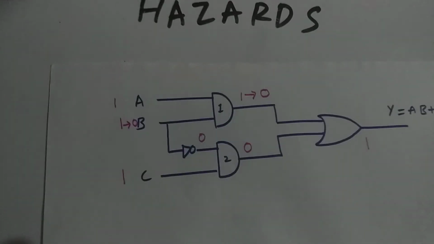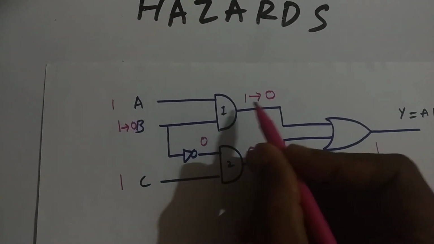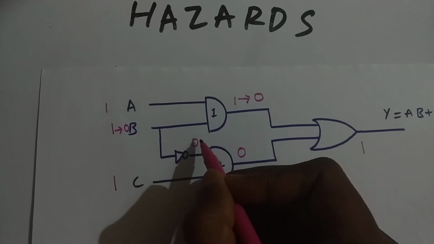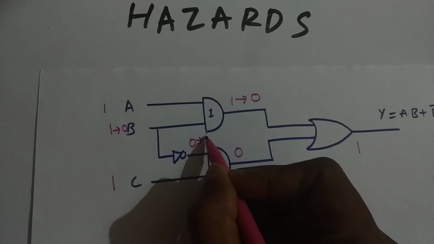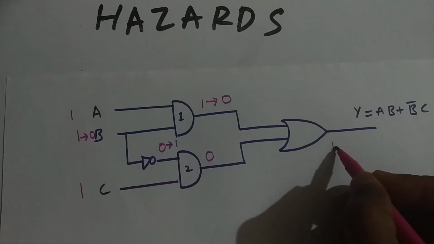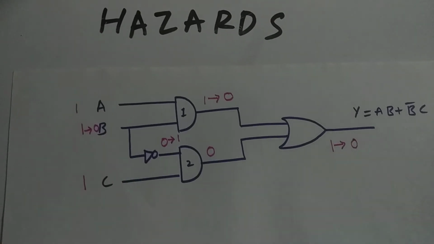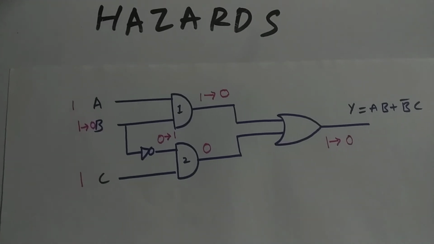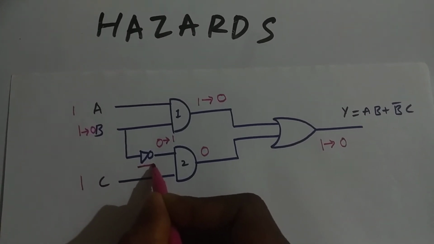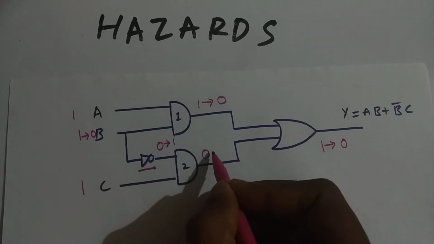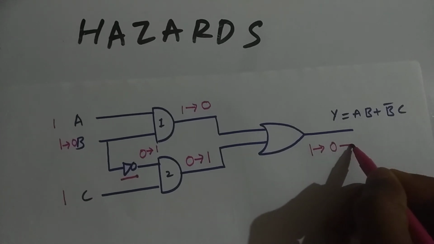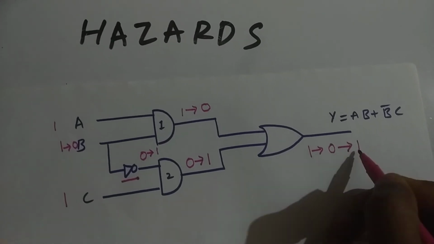I hope you are understanding. This output will change faster than this output. It's 0 over here, and it will change later because of the NOT gate. As a result, when it's 0 and this is 0, the output will go from 1 to 0, which is not necessary for us. It should not go from 1 to 0, but it does because of the propagation delay of this NOT gate. After a while it switches back from 0 to 1.